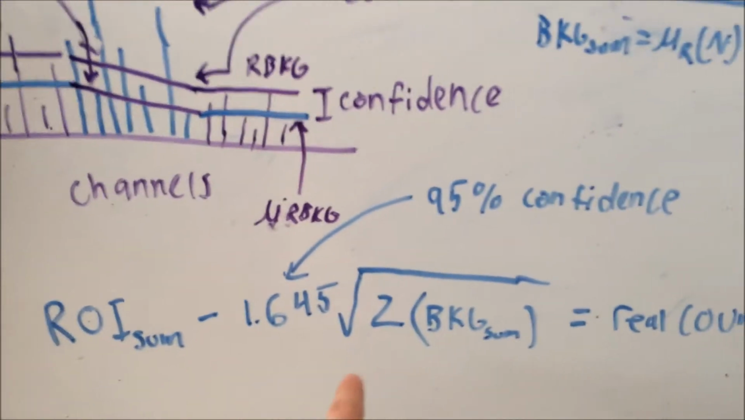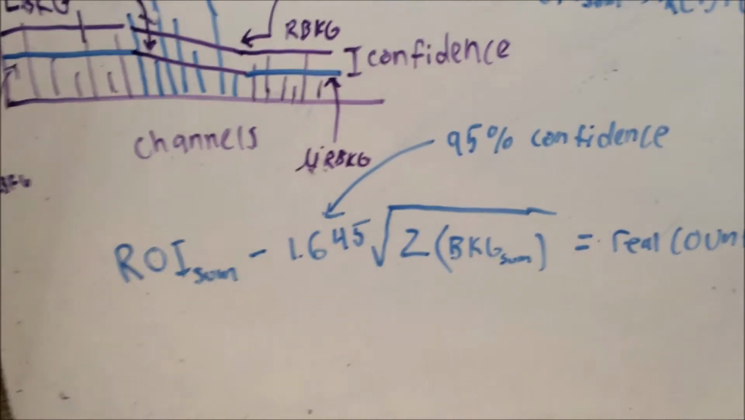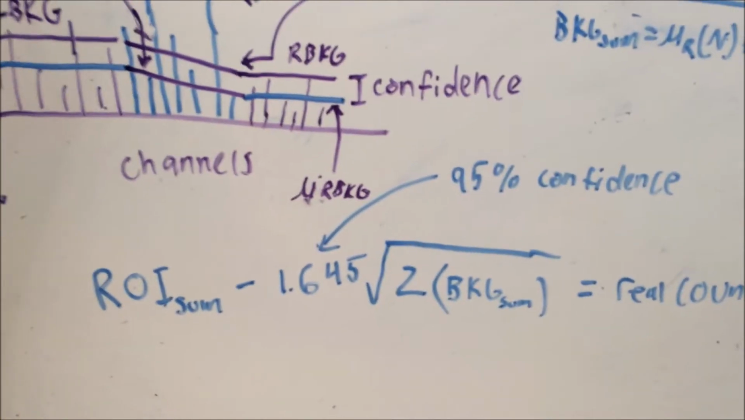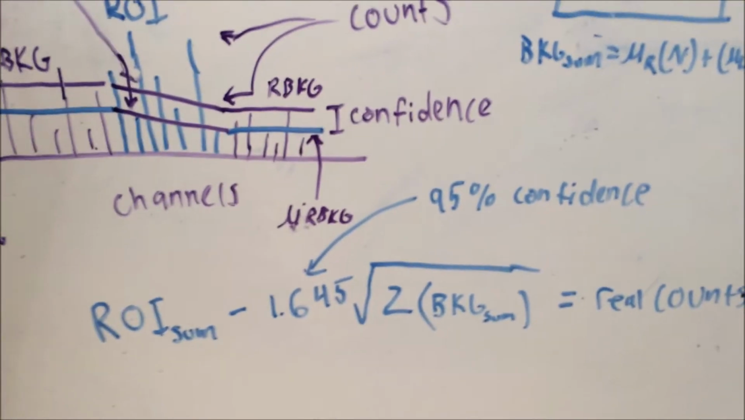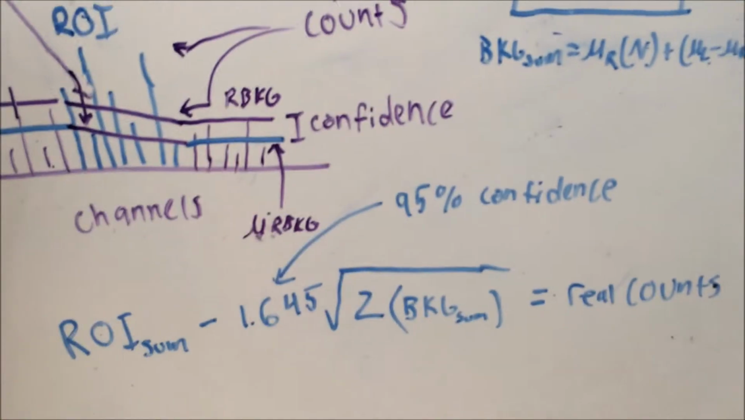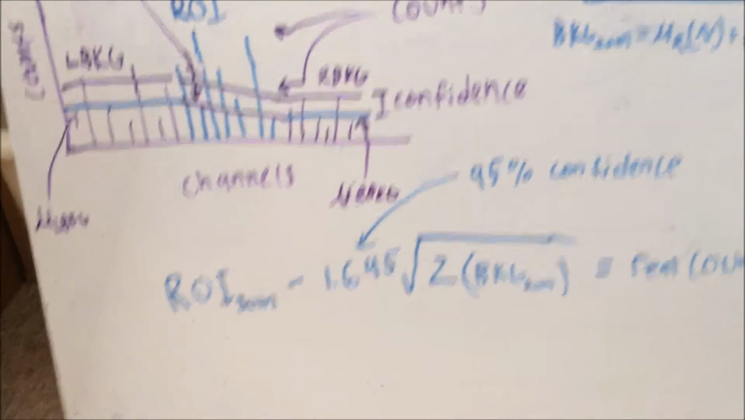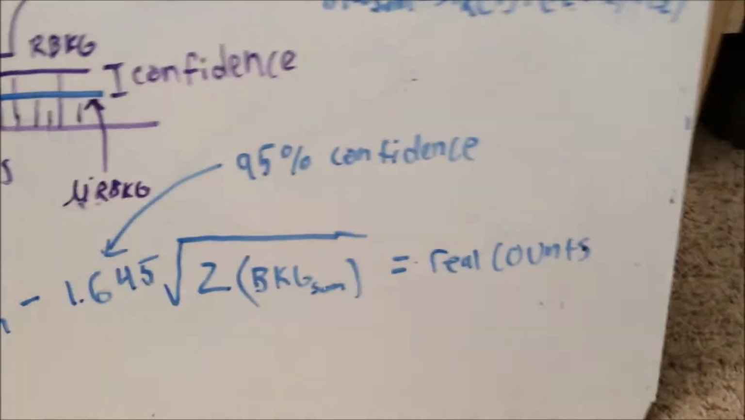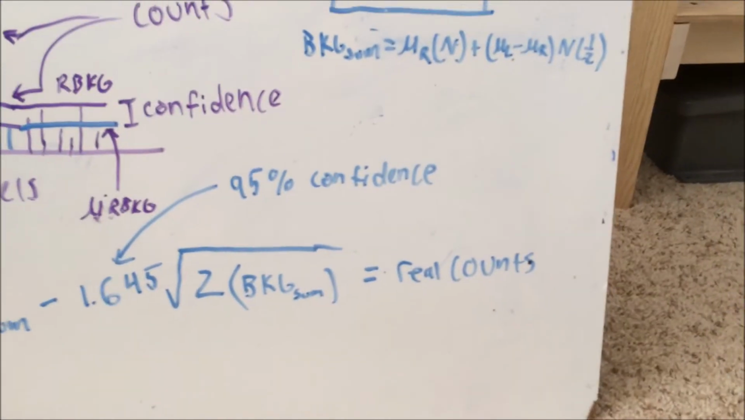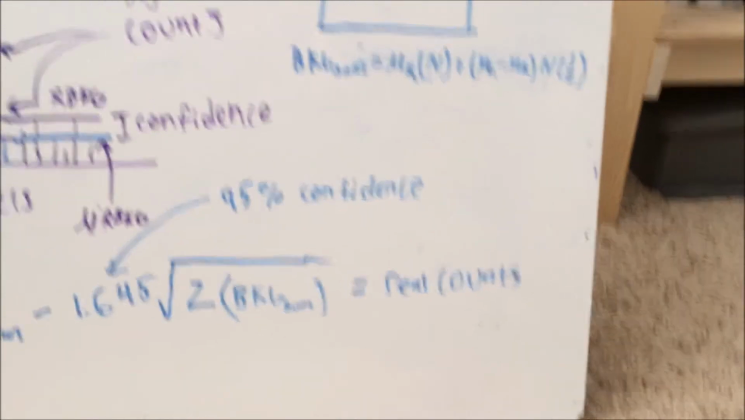So we're going to multiply the square root of 2 times the background, which is a standard formula for this sort of thing, by 1.645, which is the z-score for 95% confidence. So we subtract our predicted background and the value required to be 95% confident it's not just random fluctuations in background, and that will give us our real counts, or our counts that we're 95% sure are significant. So if we come on over to the computer, I've loaded our spectrum data into Excel.